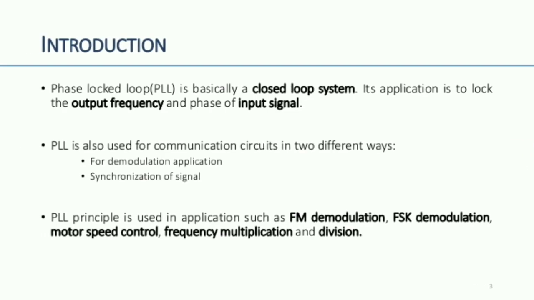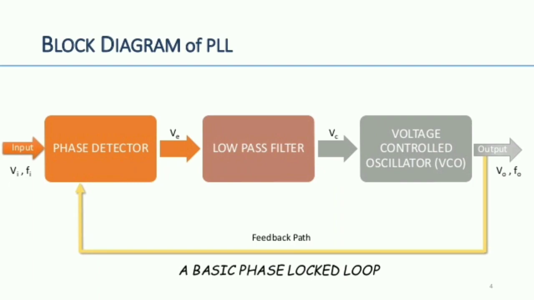Now we'll discuss the block diagram of a phase locked loop. The block diagram of PLL consists of three important blocks: phase detector, low pass filter, and voltage controlled oscillator, VCO. That is why I said it's a closed loop system: the output is fed back to the input. It is not an open loop system. So the PLL IC has closed loop functions.